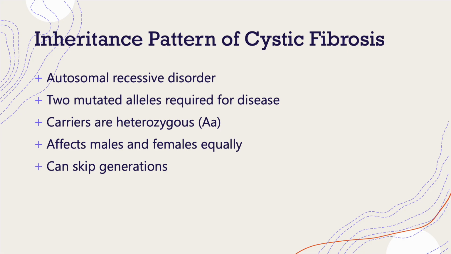Cystic fibrosis is an autosomal recessive disease. This means a person needs two mutated genes to have the disease. If a person has one mutated gene, they are a carrier. Carriers do not usually have symptoms. This disease affects males and females equally. It can also skip generations.